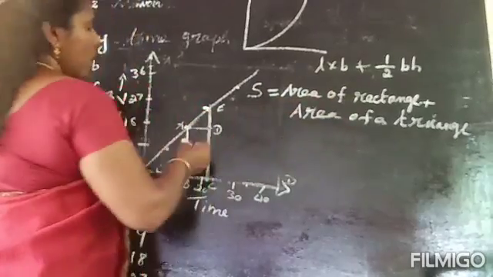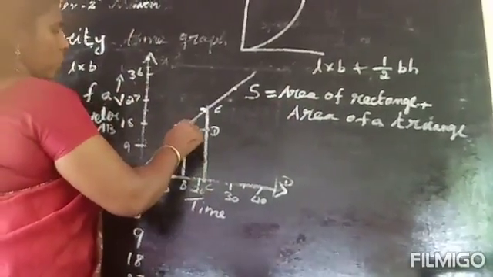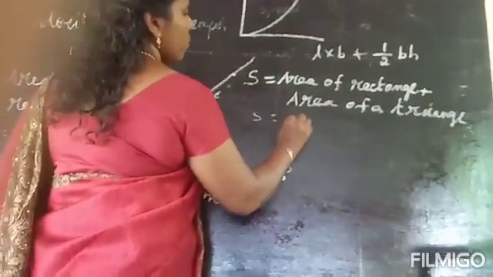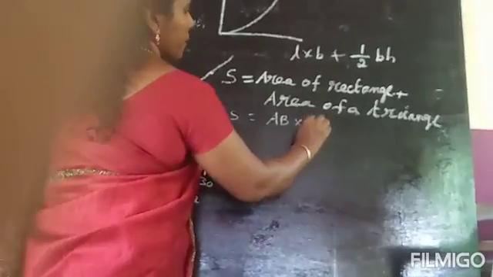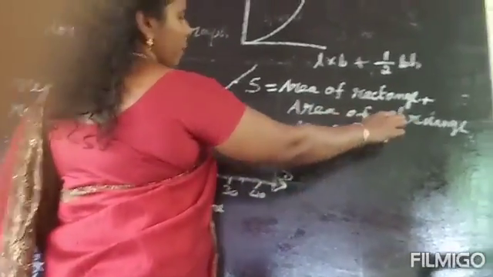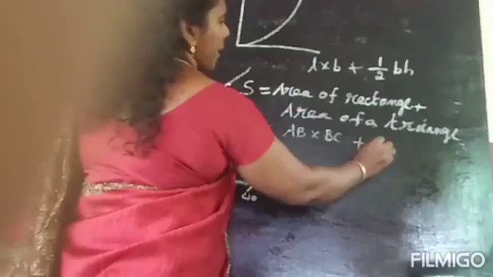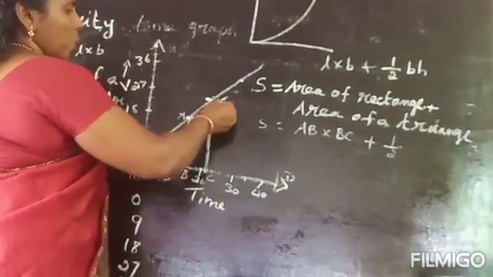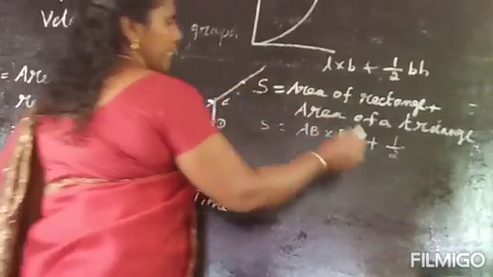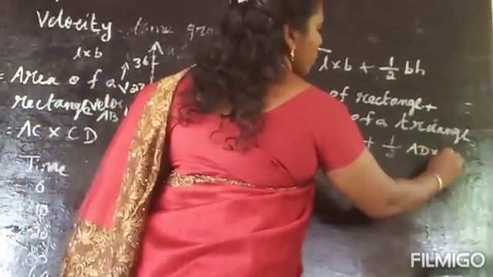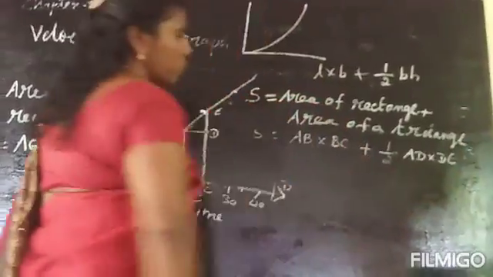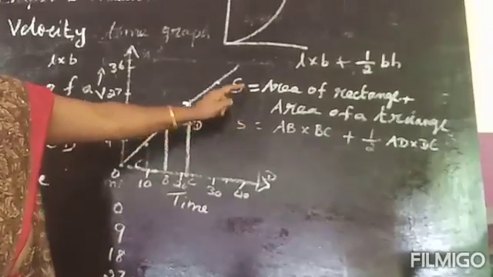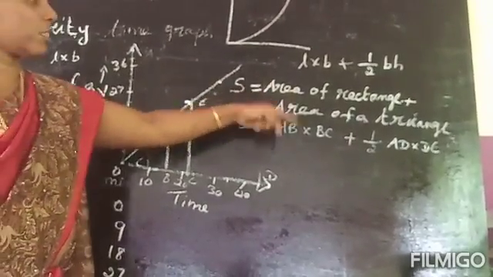Area of a rectangle, all of you know this, length and breadth. So AB into BC. So S equal to AB into BC plus the area of a triangle, formula half BH. So half into B, breadth, and height. So you will get AD and DE. Half AD into DE. So like that you have to calculate the distance or displacement. Distance or displacement we can calculate by using this formula.